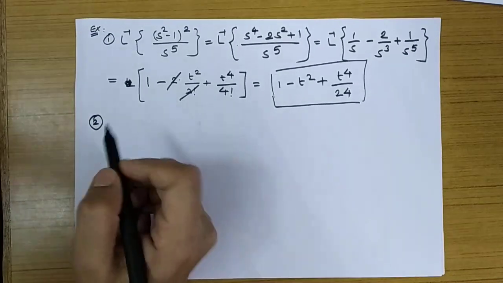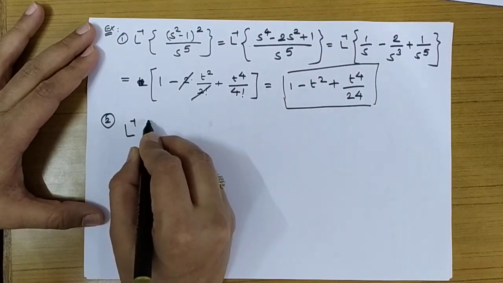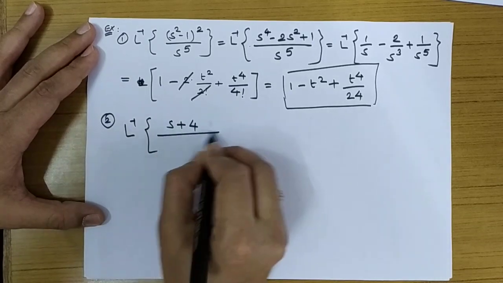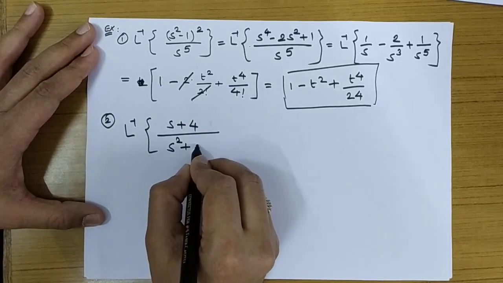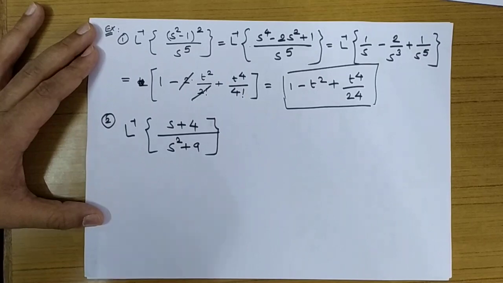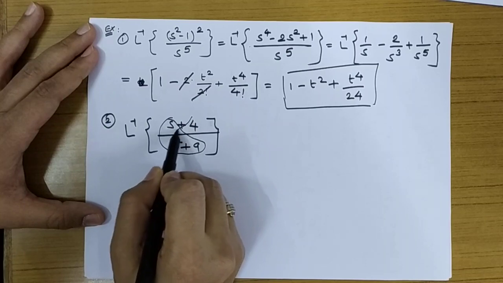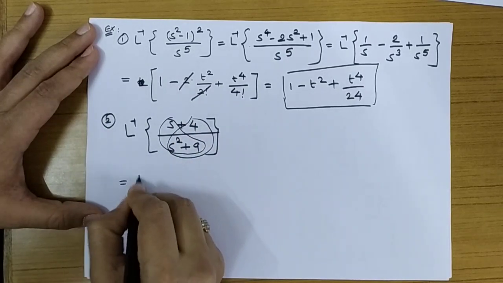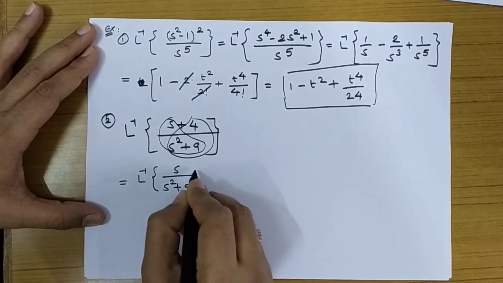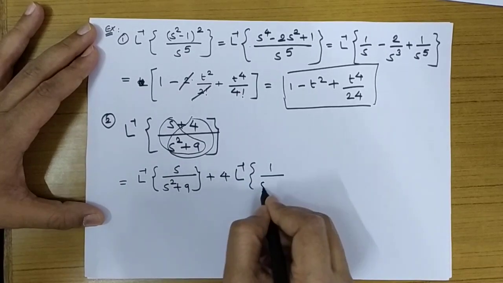Question number 2. Now sometime you will be given questions like this: s plus 4 divided by s square plus 9. So how to solve, how to apply the formula of inverse Laplace? First you can separate these two terms. L inverse of s by s square plus 9 plus 4 L inverse of 1 by s square plus 9.